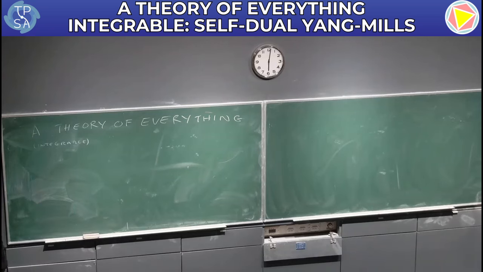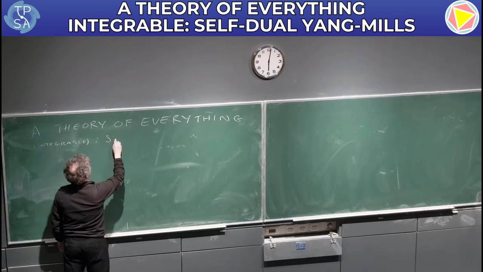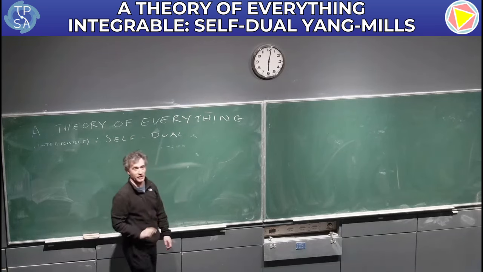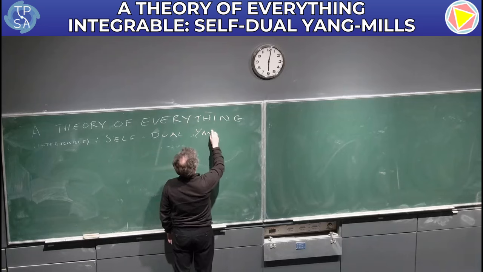So what I want to talk about is a theory of everything. This is my very grand title, and then in very small font, because that's really what I'm going to talk about: a theory of everything, integrable. And even that, I'm not really going to tell you about. It's a bit of a lie, like nearly all titles. And the proposal for the theory of everything, integrable, is self-dual Yang-Mills.